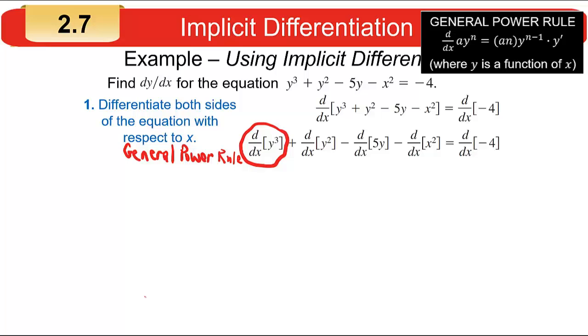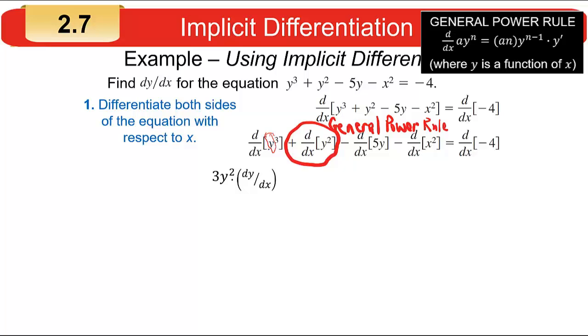The general power rule says you take the 3 down, multiply it by the coefficient, which is an understood 1, that gives you 3. Write the base down, which is y. Reduce the 3 to a 2. But then it says you have to take the derivative of the base. Well, the base is y. The derivative of y is dy over dx. Practice makes perfect here.